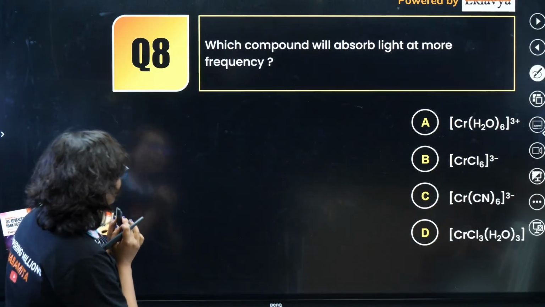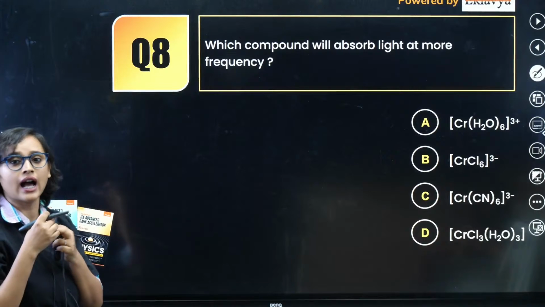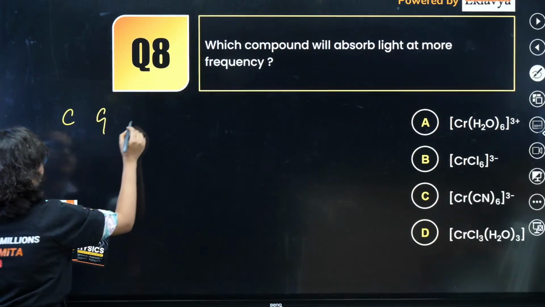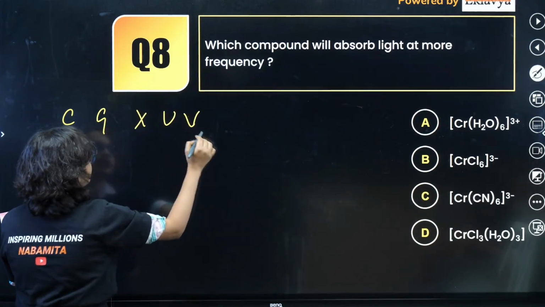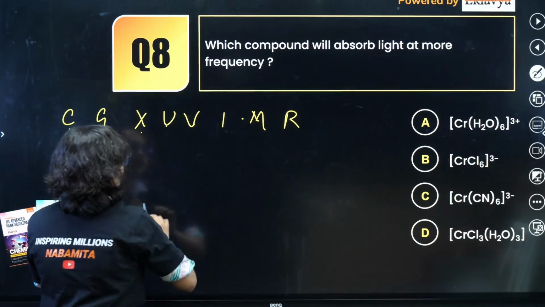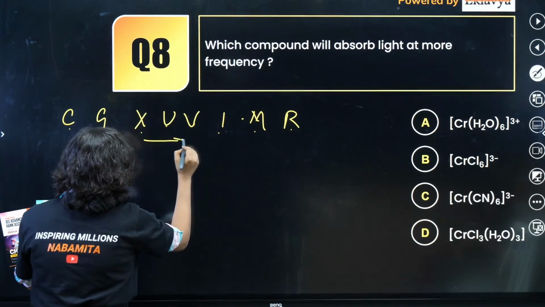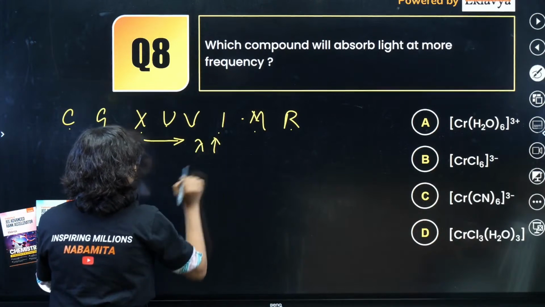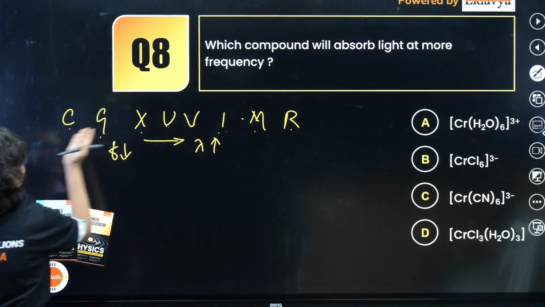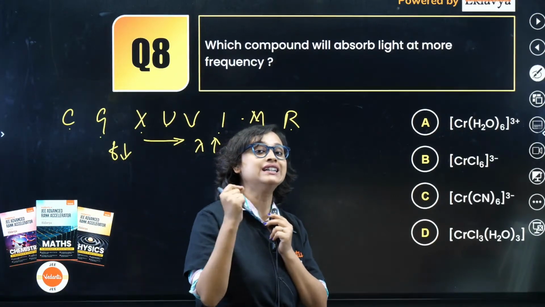Now let us take a look at which compound will absorb light at more frequency. If you remember what I had told you, the order is cosmic, gamma, X-ray, UV, visible, infrared, microwave, and radio. So when you go from this side to this side, what happens? The wavelength increases, but what happens to frequency? Frequency decreases. Yes, frequency this side is more.